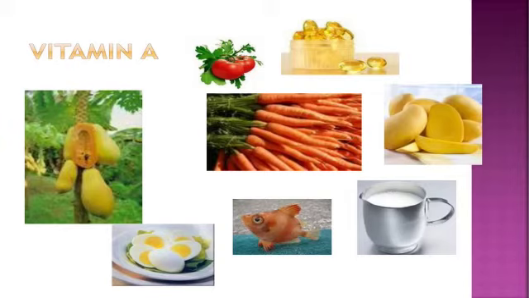Now let us know the sources of all these vitamins. Okay, we'll start from vitamin A. So which are the sources? How do you get vitamin A to your body? By eating papaya, tomatoes, carrot, then fish, egg, milk, mangoes. These will supply vitamin A to our body.